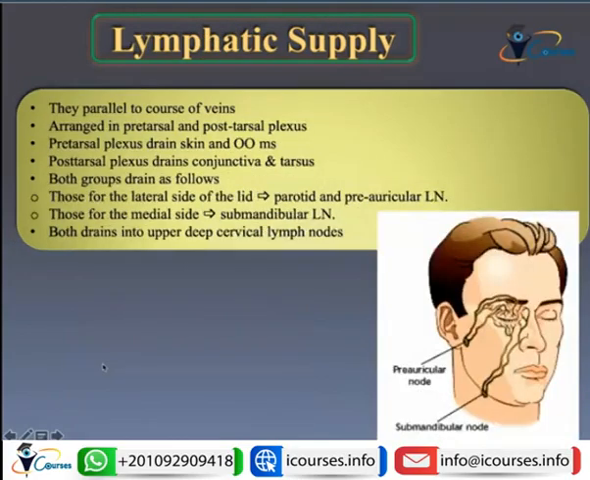The lymphatic supply of the eyelids will follow the course of the veins. So again they will form a pretarsal plexus and a post-tarsal plexus. The pretarsal plexus will drain the anterior lamella, the skin and orbicularis oculi, while the post-tarsal plexus will drain the posterior lamella, which is the tarsus and the conjunctiva.